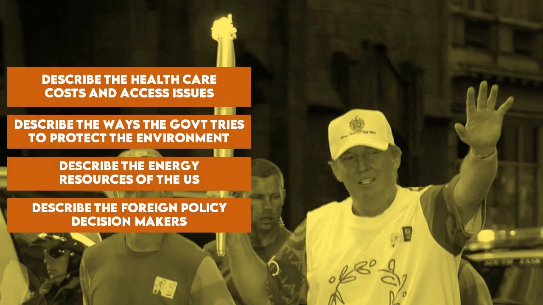All right, so really simple to sum things up today. We want to make sure that we can describe the issues with healthcare costs and healthcare access here in the United States. We want to make sure that we can describe the ways that the government attempts to protect the environment. Some of those laws are important just because they're good examples of mandates and how they work. We want to describe the energy resources in the United States, right? Remember thinking about coal and oil and all those resources that we use to provide energy to the country. And we want to describe the people who have roles in deciding foreign policy. So pay special attention to what kind of things Congress does and what kind of things get left up to the president.